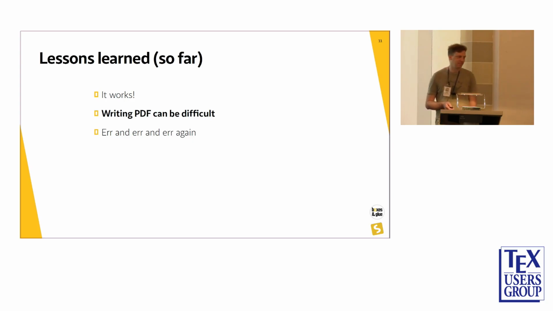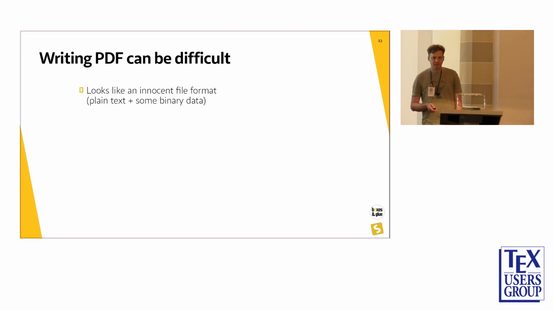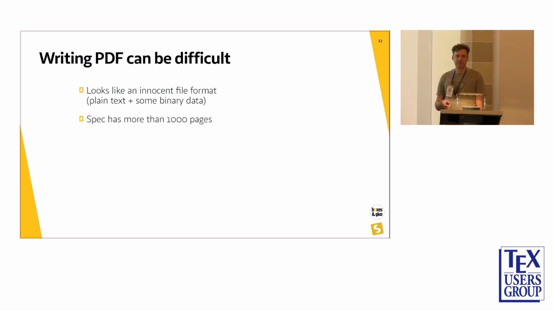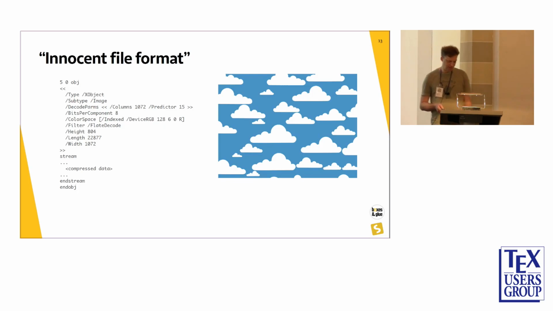Next lesson learned is that writing PDF can be difficult. PDF looks like an innocent file format. It's just plain text and a bit of binary data, so it's actually not that hard to write. But the spec has around 1,000 pages, and there's not only one spec, but you have to read different kinds of specs. So you can see from that number that it's not that trivial. But it is innocent or easy at the beginning.